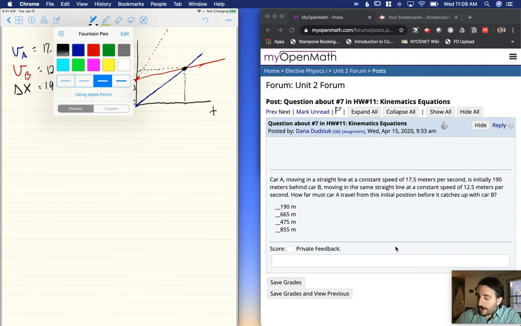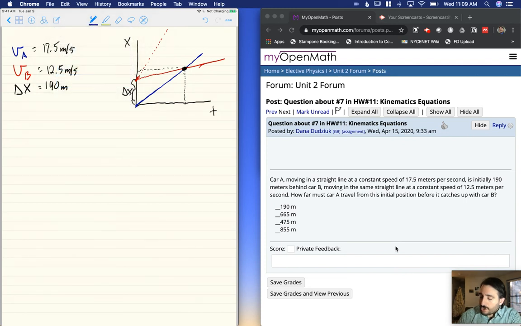So let me go ahead and write down these equations again. The position of car A is going to be the velocity of car A multiplied by the time. And the position of car B is going to be the velocity of car B times the time with that extra piece of its head start. Okay? And what we are trying to solve for is the value of x.